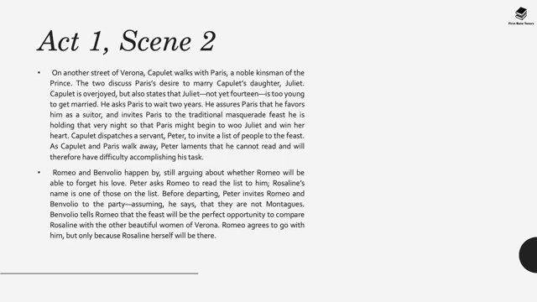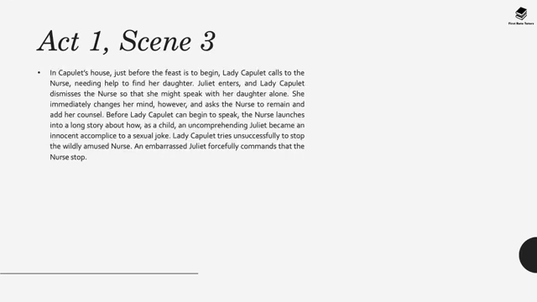Rosaline's name is one of the names on the list of these invited people. And before departing, Peter invites Romeo and Benvolio to the party, assuming that they're Montagues. Benvolio tells Romeo that the feast will be the perfect opportunity to compare Rosaline with other beautiful women of Verona, so they agree to go.